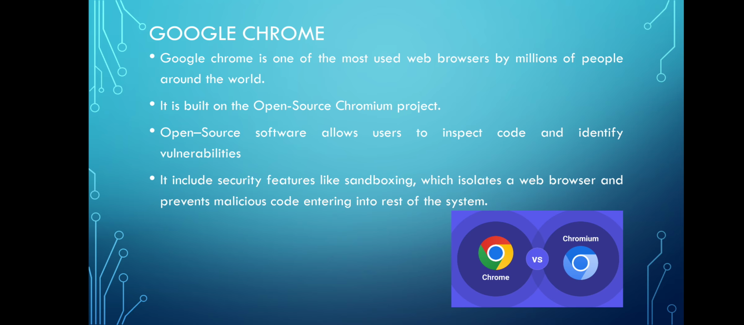Before understanding the attack, it is important to understand what Google Chrome and a zero-day vulnerability are. Google Chrome is one of the most widely used web browsers in the world and is built on the open source Chromium project. Since Chromium is open source, developers and security researchers can inspect the code, identify bugs, and contribute improvements. However, like any software, it can still contain vulnerabilities. Chrome also includes security features such as sandboxing, which isolates web content from the rest of the operating system. This makes it much harder for malicious code to affect the user's computer.